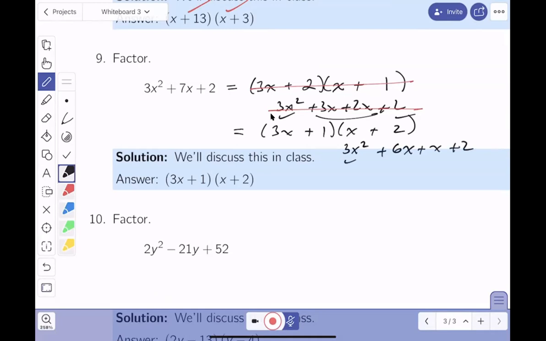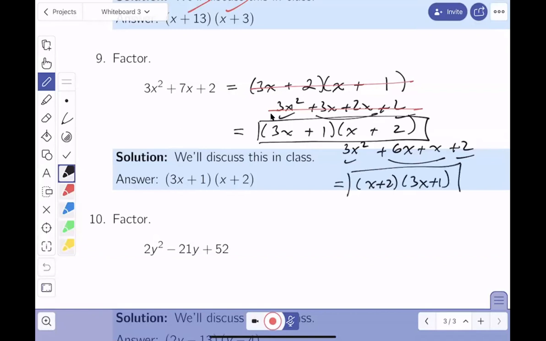Well, the deal about this is you're always getting the first and last term. That's not my problem. Did I get the middle guy? Yes. So this is the correct answer. You could also write this down as x plus 2 times 3x plus 1. There's no other choice, by the way.